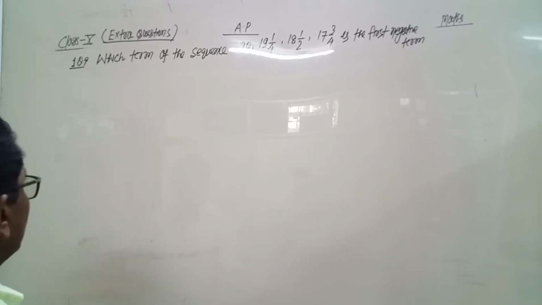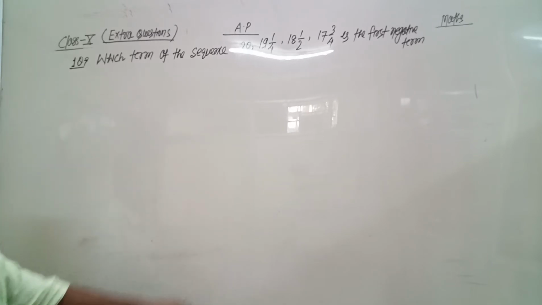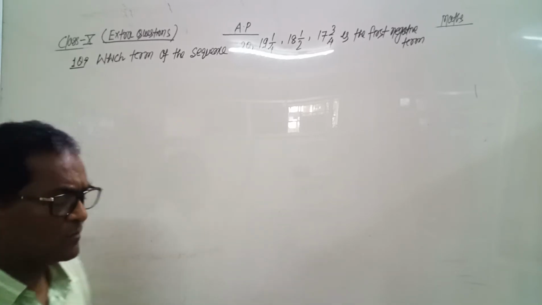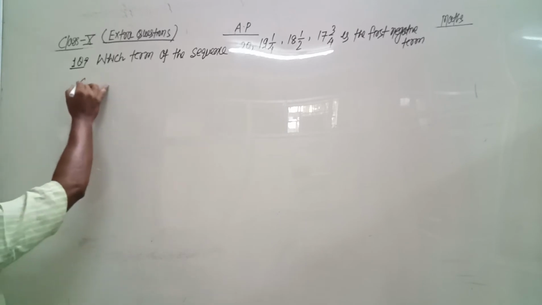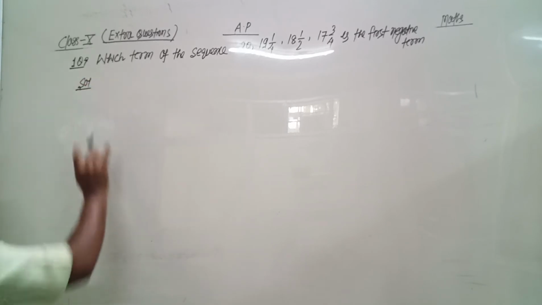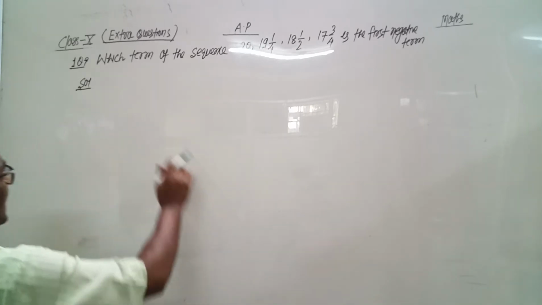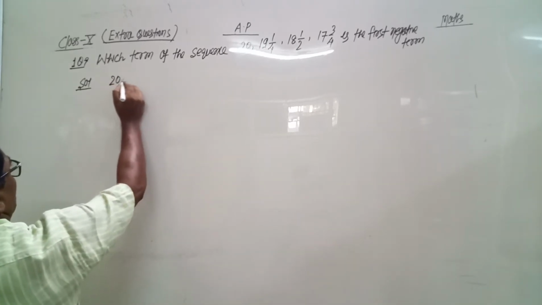In this video, we discuss extra questions based on AP, and these questions are important from the examination point of view. The question is, which term of the sequence? The sequence is given. We write this sequence in the proper form.